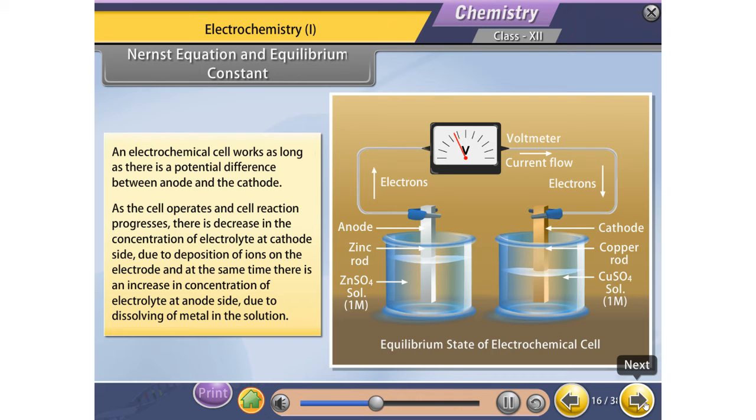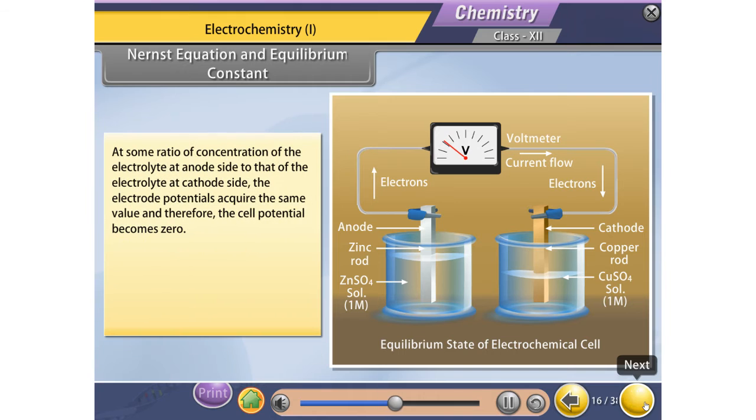Consequently, the electrode potential of the cathode decreases and that of the anode increases with the passage of time. Ultimately, at some ratio of concentration of the electrolyte at the anode side to that of the electrolyte at the cathode side, the electrode potentials acquire the same value and therefore the cell potential becomes zero. At this stage, the electrochemical cell stops working and the cell is in a state of equilibrium.